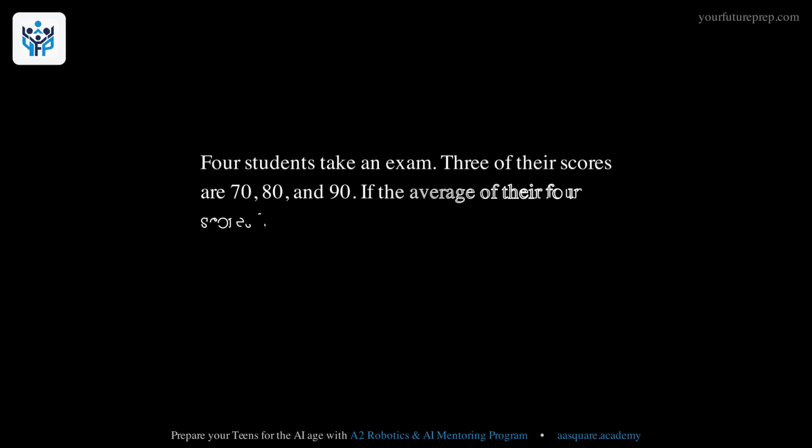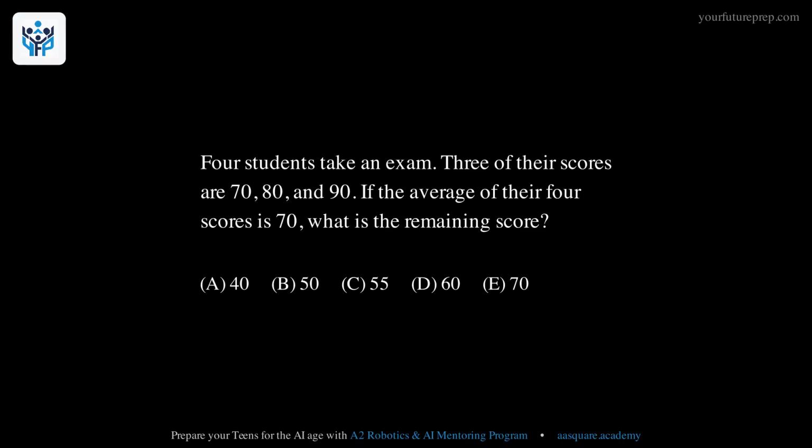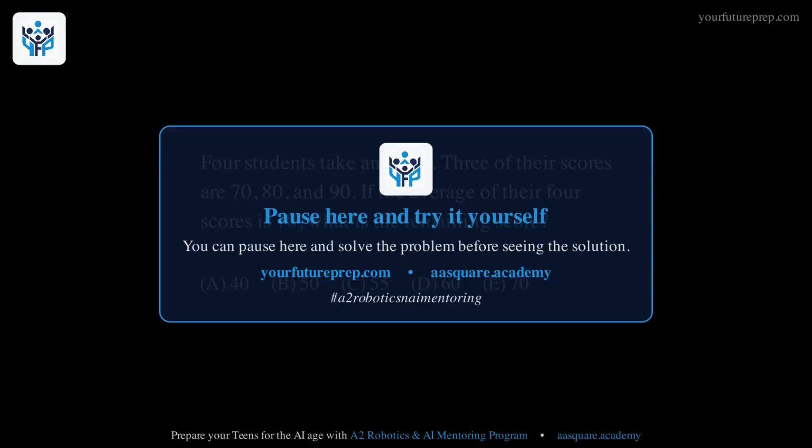Here's problem 3 from the 2016 AMC 8. 4 students take an exam. 3 of their scores are 70, 80, and 90. If the average of their 4 scores is 70, then what is the remaining score? You can pause here and solve the problem before seeing the solution.